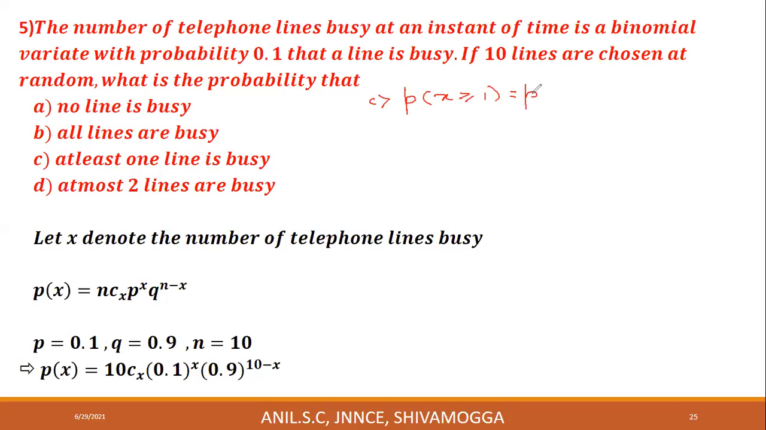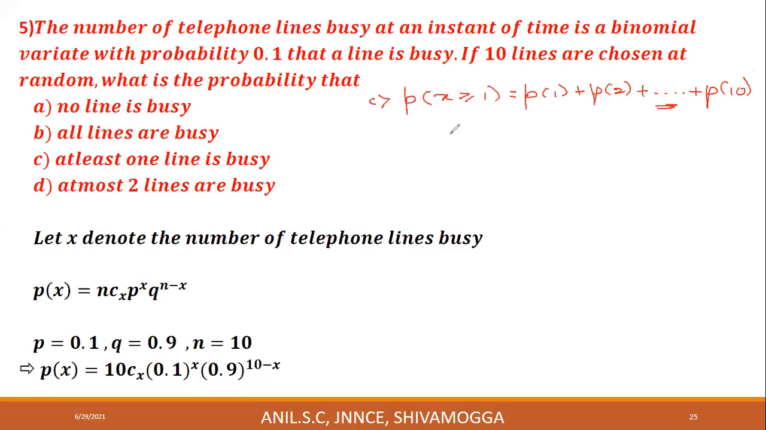What will be the expansion? P of 1. There are 10 lines. Therefore, X cannot take values which are beyond 10 also. P of 1 plus P of 2, etc., up to P of 10. This will be the expansion. P when X is greater than or equal to 1 is P of 1 plus P of 2 plus P of 3 plus P of 4 up to P of 10. It's very difficult to find this.